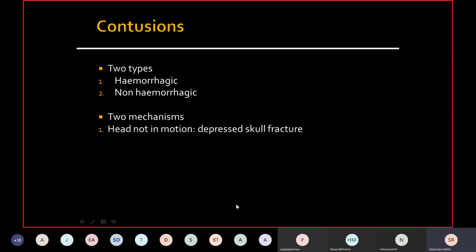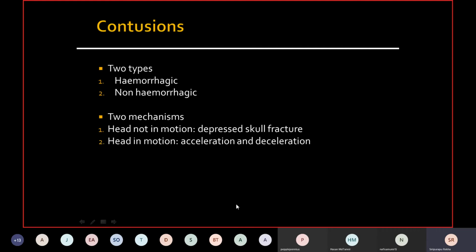So contusions, 2 types of contusions, hemorrhagic and non-hemorrhagic. Hemorrhagic ones are easy to identify. Non-hemorrhagic are the more difficult ones. There are 2 mechanisms. The less common one is when the head is not in motion and you see a depressed skull fracture.